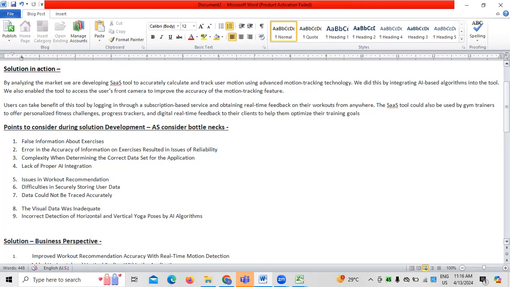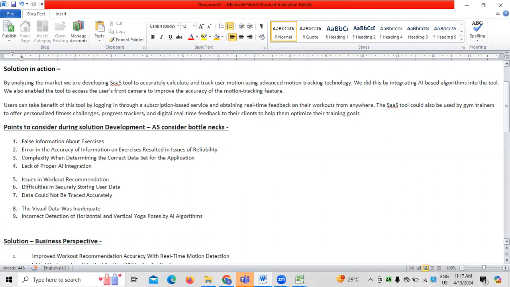We need to understand the constraints, assumptions, and dependencies. That also should be understood. What are the possible bottlenecks? What are the possible assumptions or dependencies that should be considered? So that sort of understanding is required. In this regard, false information about the exercises might be one of the threats we may be facing. So that has to be corrected.